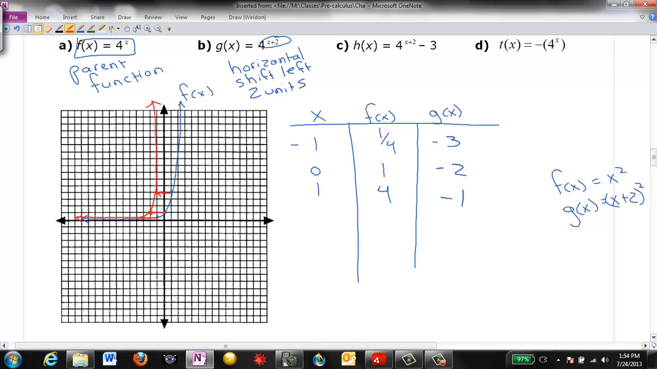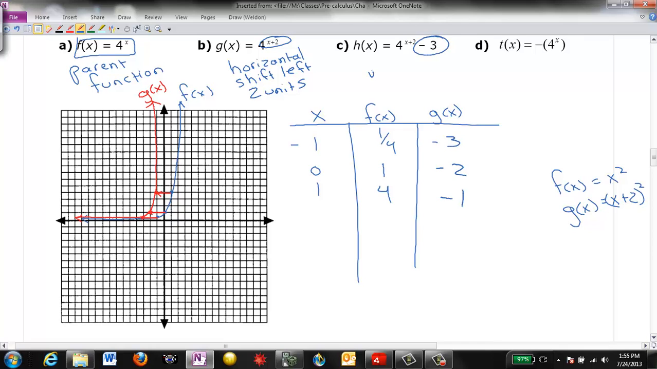There's our shift over to the left 2 units. So we have g of x here. Okay, so let's go over to C. We'll take a look at C now. And notice that h of x is the same as g of x, except for this -3.